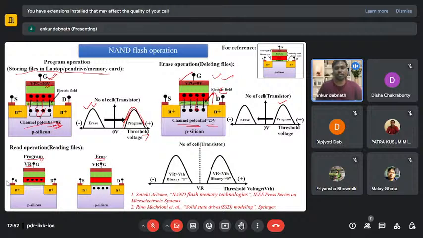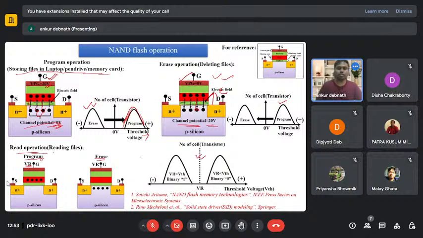So now the question will come, right? Suppose I am programming some cell. Now I don't see the electrons in the floating gate because it's not possible for us to see. Now how do we decide whether the cell is actually programmed or not? Or how do we decide whether a particular cell or transistor is actually erased or not? That could be done by the read operation actually. So we have VRead, that is VR.